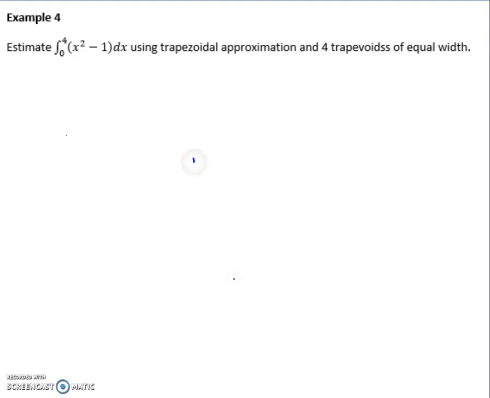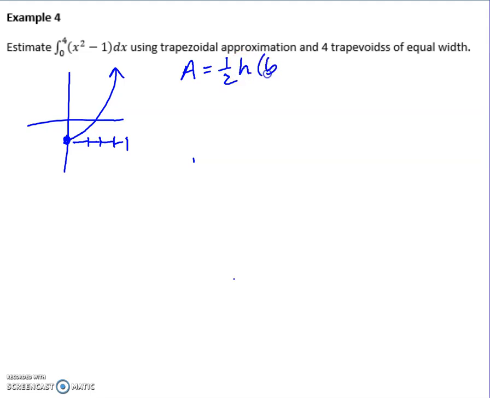Remember that our trapezoids, this is x squared minus 1. It's going to look something kind of like this. But remember that our trapezoids have their height actually as this change in x, guys. So again, the area of a trapezoid is 1/2 height times base 1 plus base 2. So it's the average of the heights.